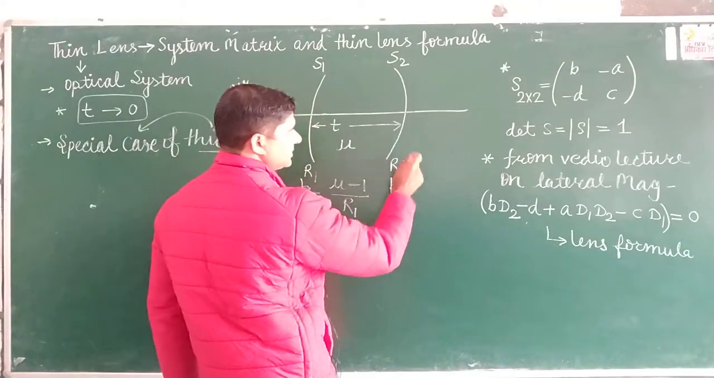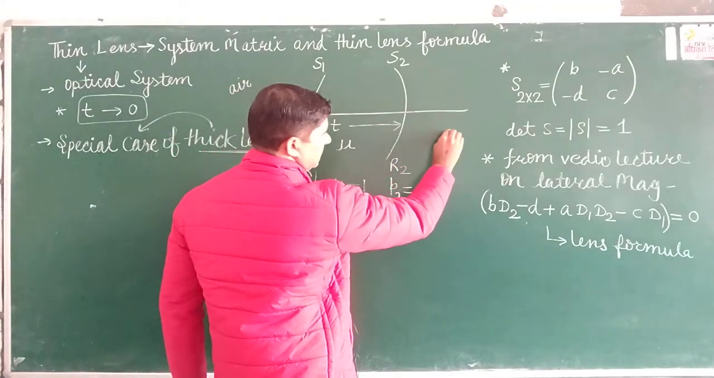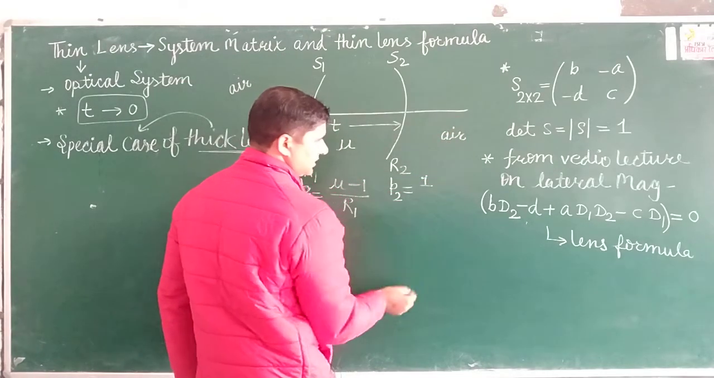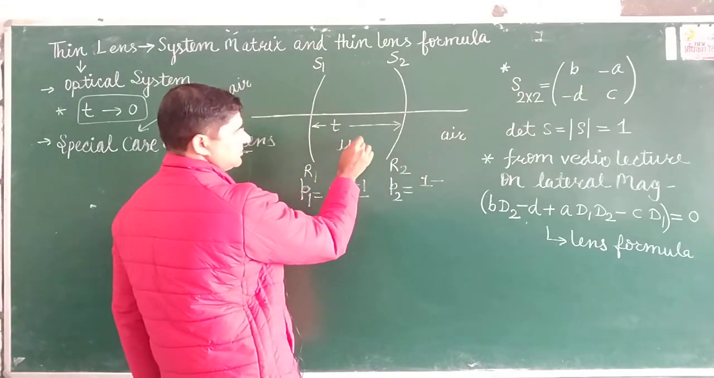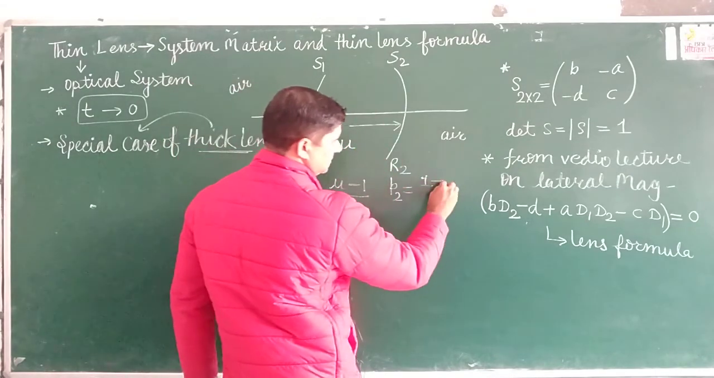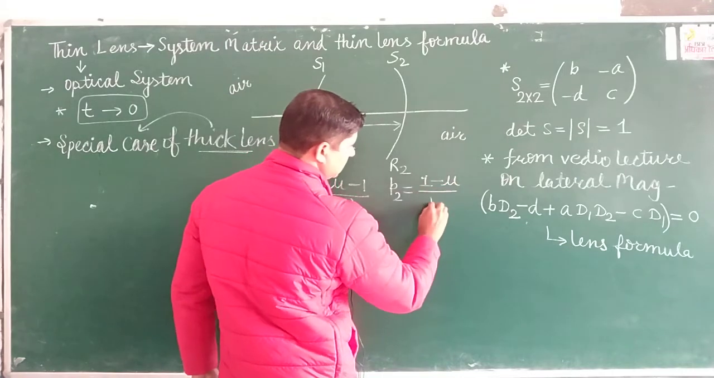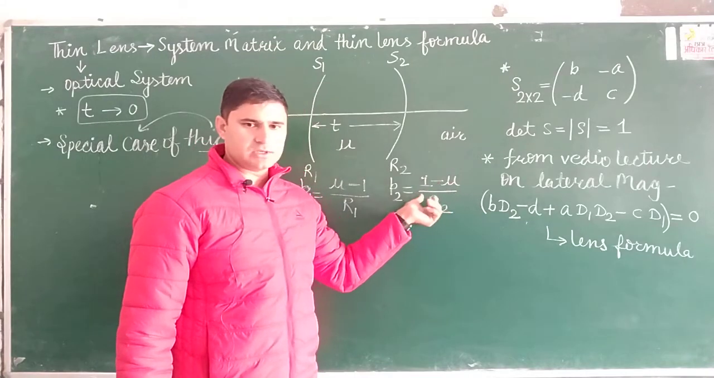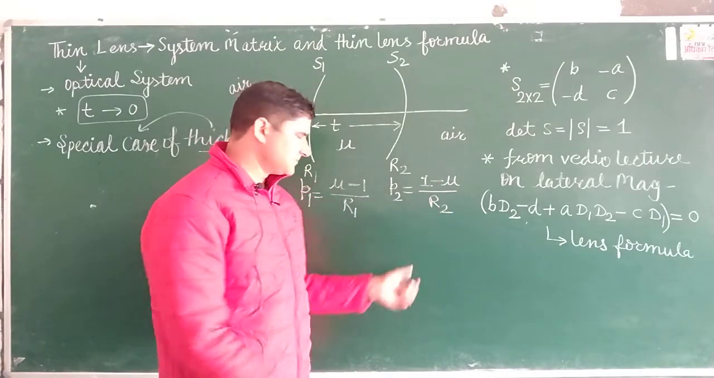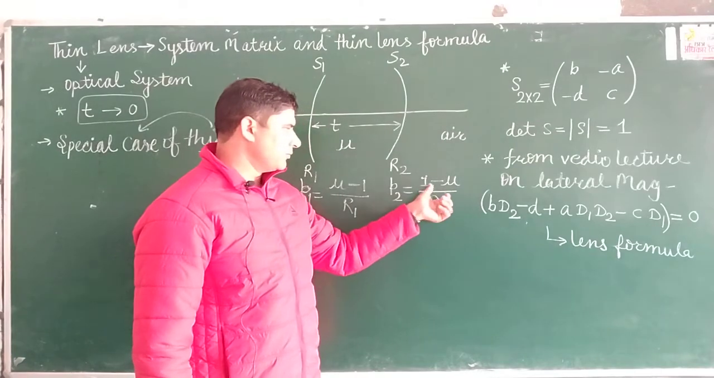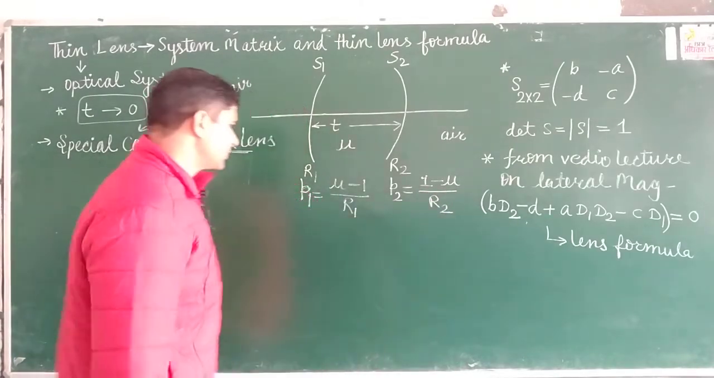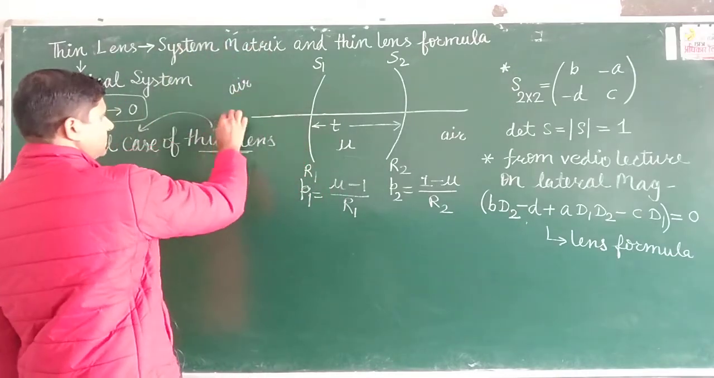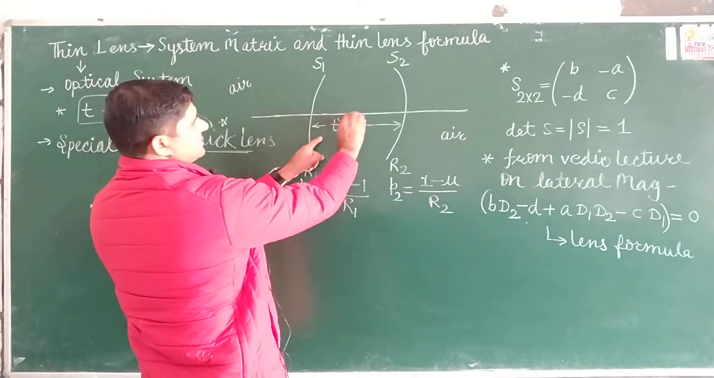So here the formula will be the refractive index of the second medium, and this is air medium, so the refractive index of the second medium here will be unity, minus the refractive index of the first medium. Okay, so this is the medium of the lens, that is mu, divided by the radius of curvature, that is R2, or you can take -1 common in the numerator and write minus (mu minus 1) divided by R2. Okay, so we will make use of these things, and now we will form the system matrix for this thick lens whose thickness is t.